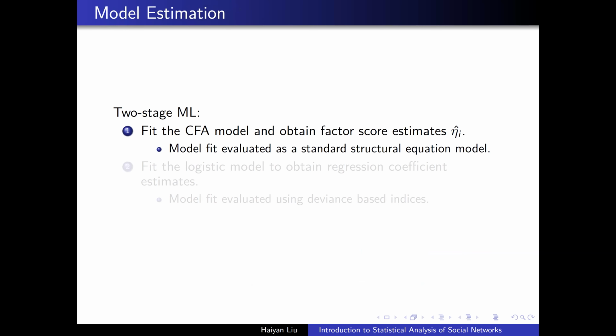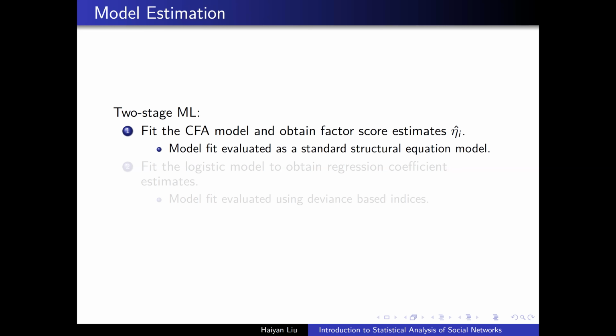Now, to estimate this model, we developed a two-stage maximum likelihood approach. The reason we adopt two-stage maximum likelihood is that it is easy to implement in existing software. And many researchers are familiar with fitting a CFA model, right, and obtaining factor score estimates. So that's the first stage.